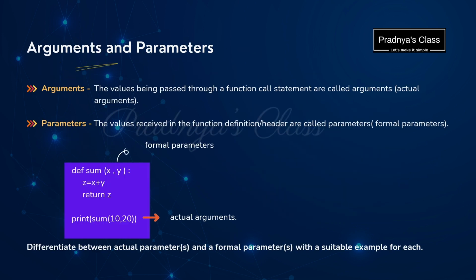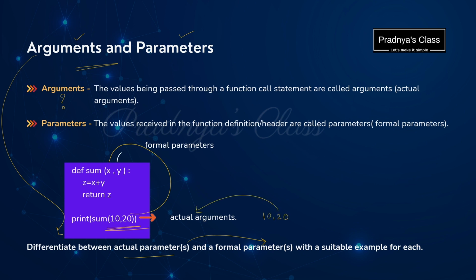Moving ahead, we are going to discuss one more important topic related to function, that is arguments and parameters. You will be getting questions in the form of differentiate between actual parameters and formal parameters. So what are arguments? Arguments are the values which we pass from the function call statement. So in this case we will call 10 and 20 actual arguments, or simply we can call it an argument also.